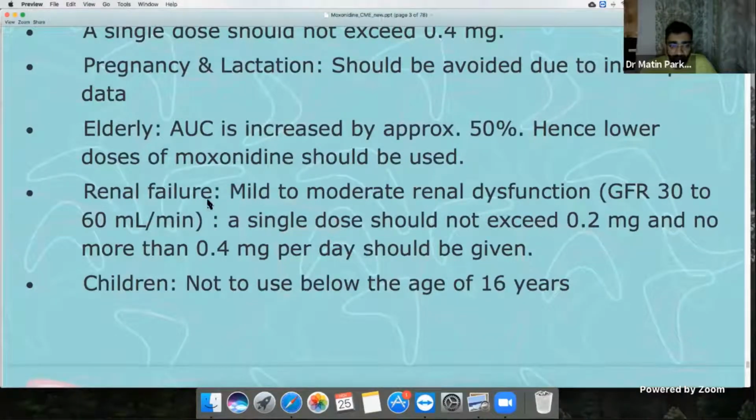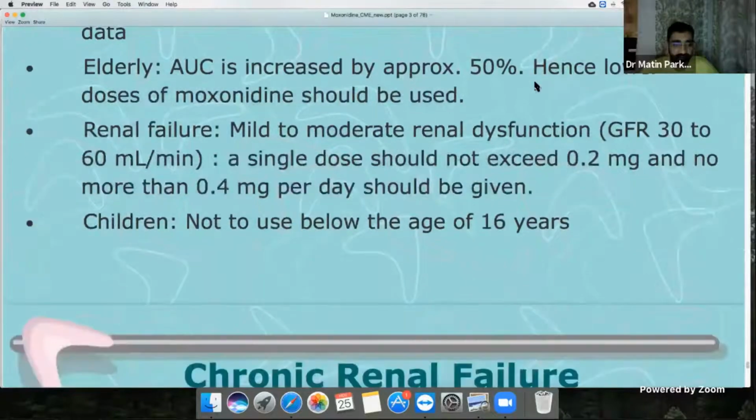Of course, it can be used in renal failure patients who are not on dialysis, having chronic renal failure with moderate renal dysfunction, but it should be meticulously used. In pregnancy, it should be avoided as much as possible. There is not much data saying they are contraindicated or indicated, but it should be avoided in pregnancy and lactation.